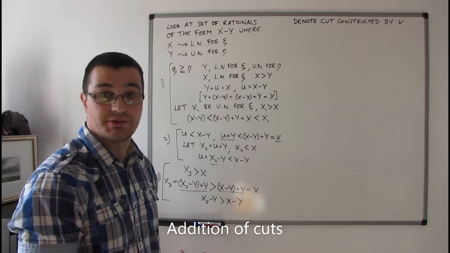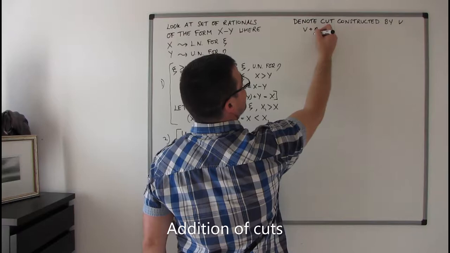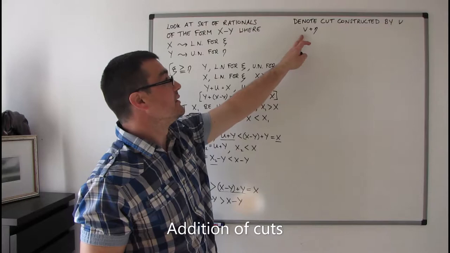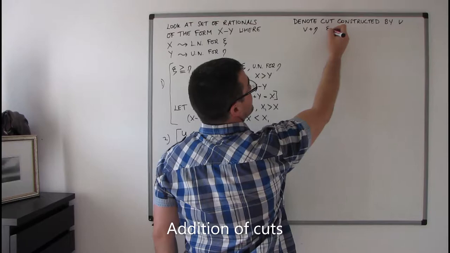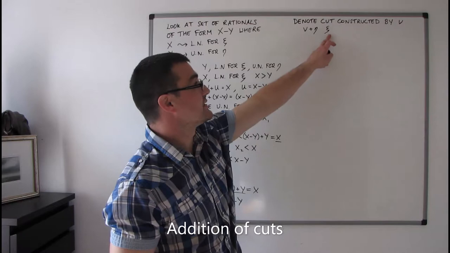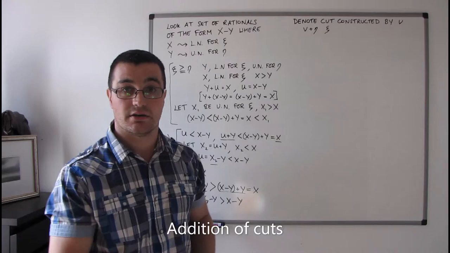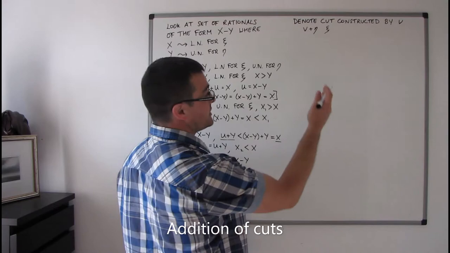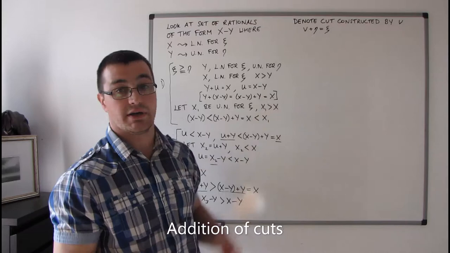So what we want to show is that for the cut nu plus eta, every lower number of nu plus eta is also a lower number for the cut xi. Okay, and similarly, every lower number for xi is also a lower number for nu plus eta. So this is in accordance with the definition of equality of cuts given earlier in the video. So if we can show that these lower numbers coincide, then we've got equality, which is exactly what we need according to the theorem.